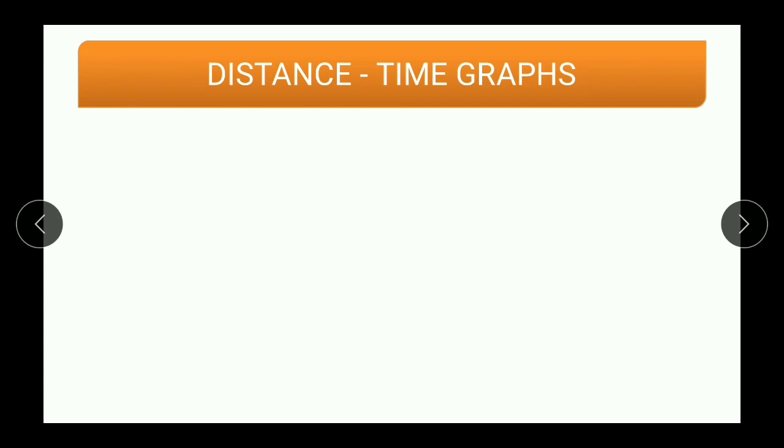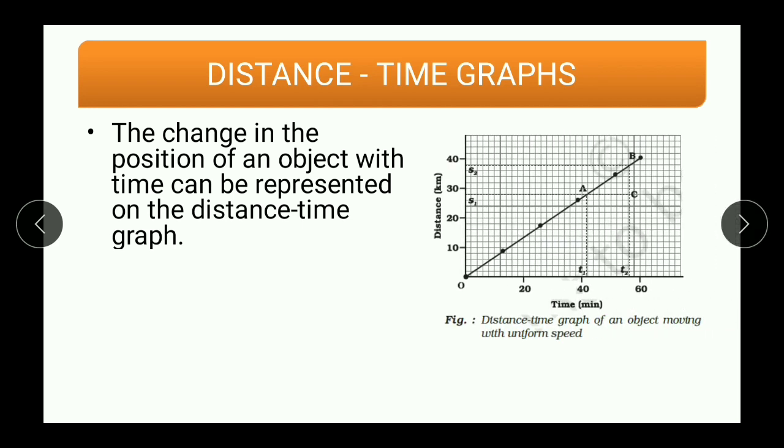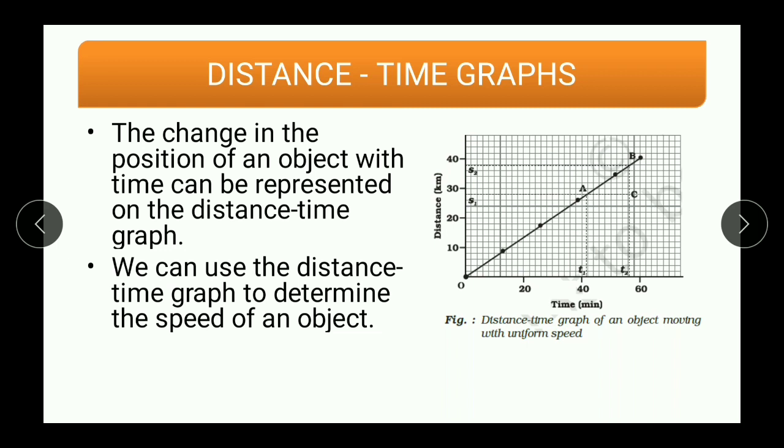So, let us see an example of a distance time graph. The change in the position of an object with time can be represented by a distance time graph. So this is the graph that is shown over here. Here on the y-axis there is distance, while on the x-axis there is time. Time is in minutes and distance is in kilometers. We can use a distance time graph to determine the speed of the object.